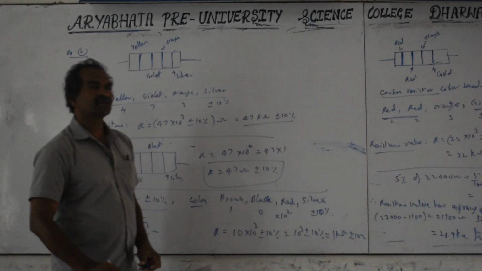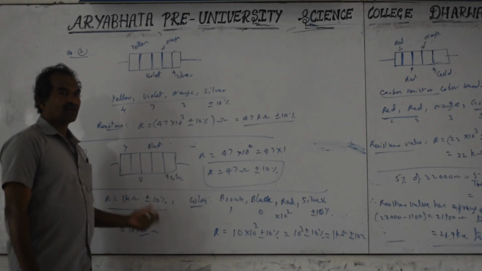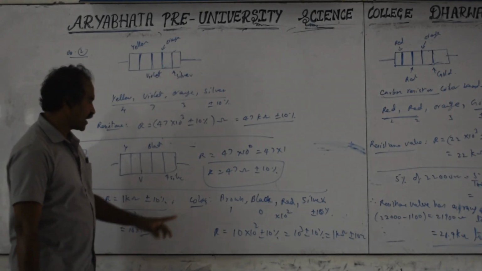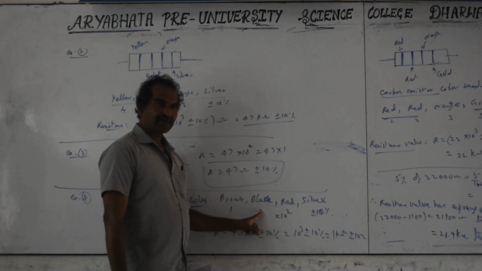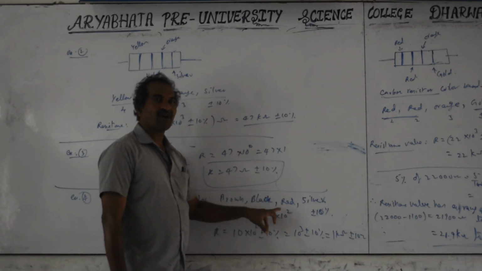What if they ask you 10K? This is 1 kilo ohms. 10 kilo ohms we want. 10 kilo ohms is what? We can take 1 0, 10. Okay, 10 kilo required. Directly go for 10 to the power of 3, which means orange.